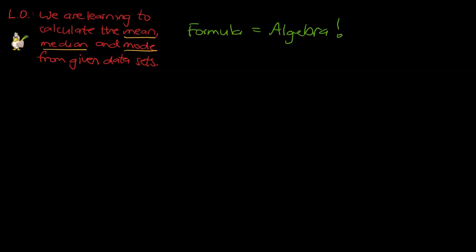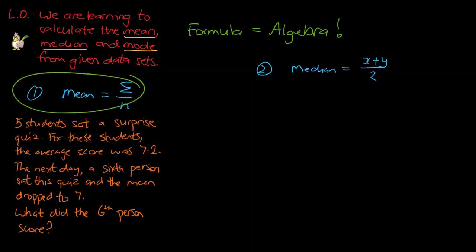And if you recall our discussion, we had 2 formulas. We knew that the mean was equal to the sum of all the values divided by n. And we also knew that the median, when there were 2 values, was x plus y over 2, where x and y were those 2 values. So we got 2 formulas, we got 2 opportunities to apply algebra in these settings. So focusing on the mean first, I've got a question for us.